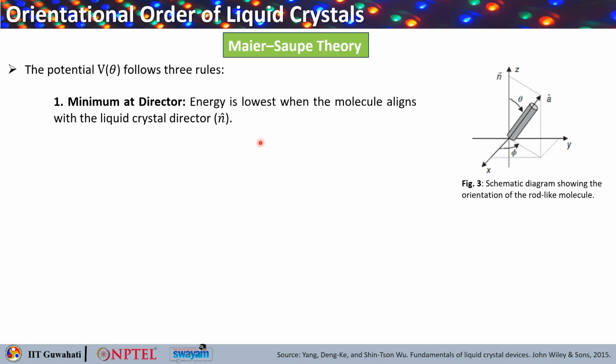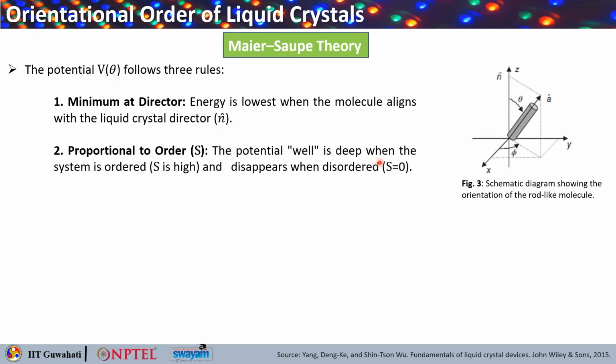The potential V theta basically follows three rules. The first is its minimum at the director. The energy is lowest when the molecules align along the liquid crystal director n cap. n cap, if you remember, is the average direction. So, if one molecule is aligned along that n cap, it has the minimum potential.